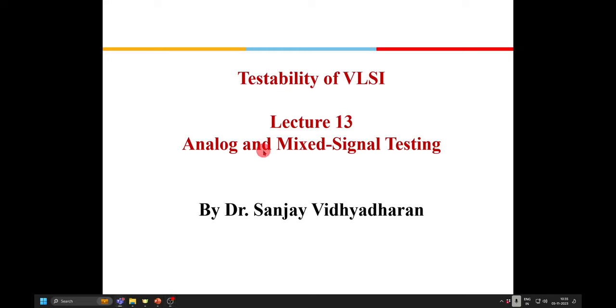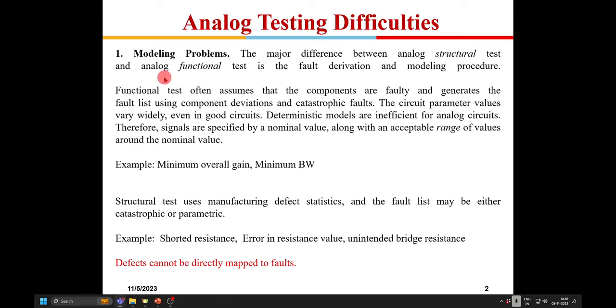Okay, so good morning to all of you. Today we would start with something known as analog and mixed signal testing. All this while we were essentially focusing on digital VLSI circuit testing, and today we'll have just a brief introduction about analog and mixed signal testing. So what are the problems associated with analog testing? We'll see that.